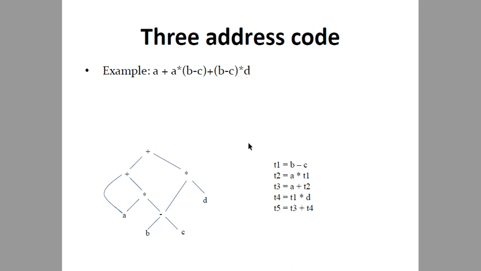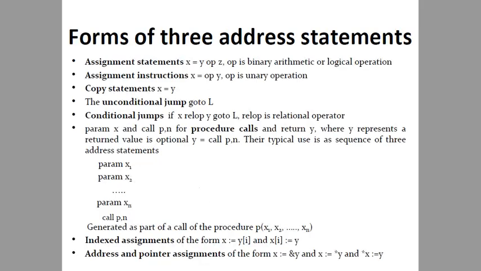Okay, so if you are given in the question a particular statement and asked to generate the 3 address code, you can write the 3 address code like this. Okay, moving on to the next example, what are the forms of 3 address statements?